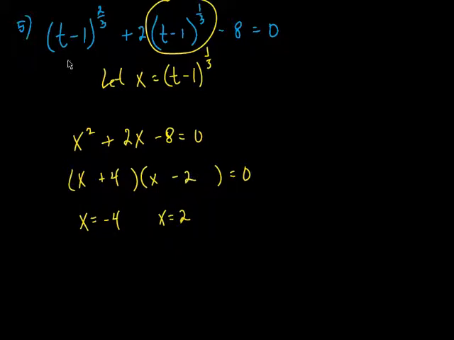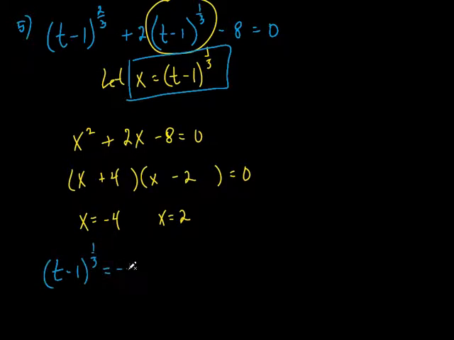We're not finished, though. We just found x, and they want you to solve for t. So, instead of saying x equals -4, we're going to say what x is equal to. This thing right here. So instead of x, we're going to replace it with (t minus 1) to the 1/3, and then set that equal to -4. Because remember, x and (t minus 1) to the 1/3 are the same thing. So I just replace that x with what x is equal to. Do the same exact thing over here. Instead of x equals 2, I'm going to put (t minus 1) to the 1/3 and set that equal to 2.